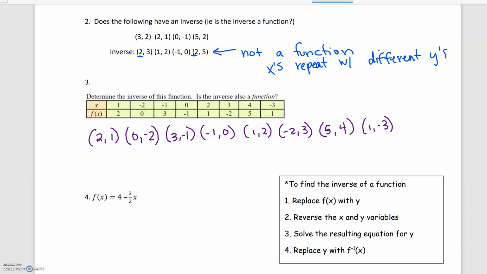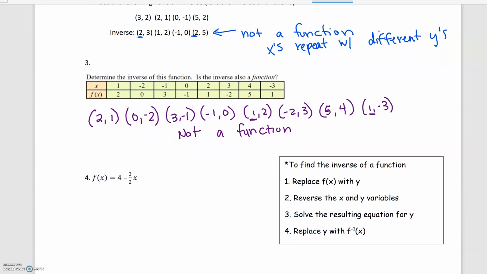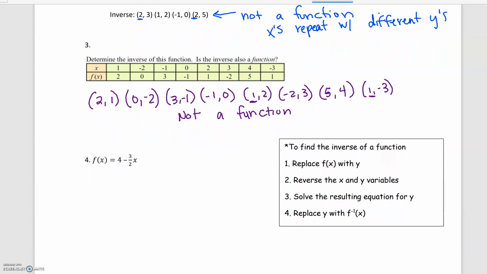Now we're going to see if that's a function. So look for your x's, see if any of them repeat. And it looks like, oh, right here, the ones repeat. So this is not a function. Not a function for our inverse. Inverse is not a function. Now, if we looked at our actual original function there, that's a function, but its inverse is not a function.